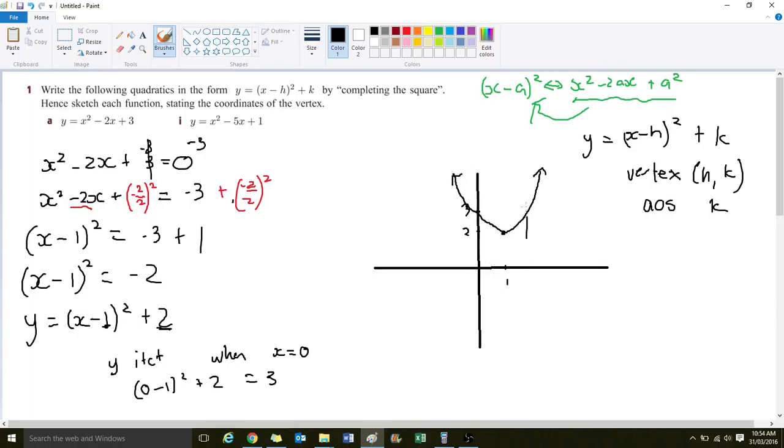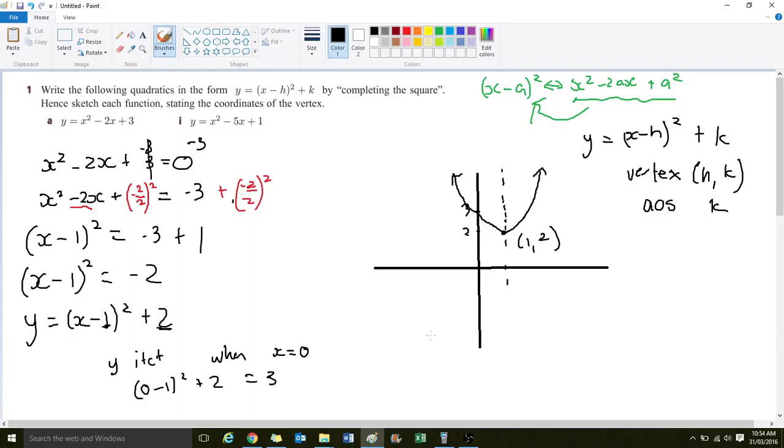Okay, so it's symmetrical about the line x equals 1. It has a y-intercept of 3, and the lowest point, or the vertex, is at (1, 2). X equals 1, y equals 2. So that's how we complete the square, because when we complete the square we can easily deduce how we're going to graph a function like this one.